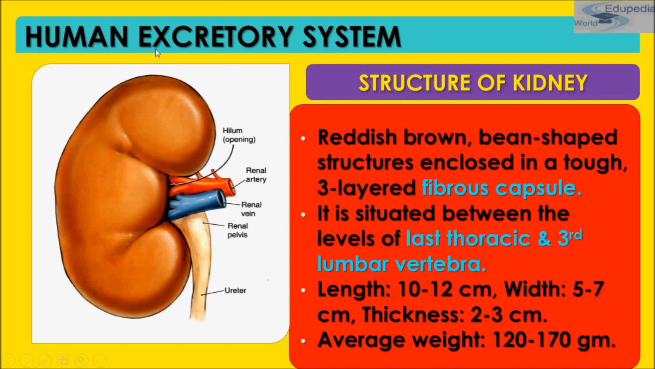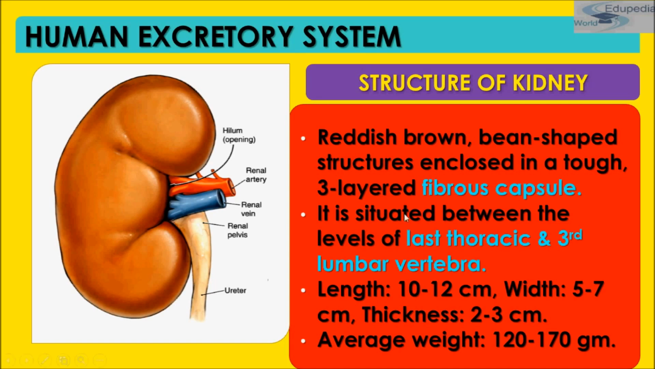The medulla shows about 8 to 15 conical projections, which we call renal pyramids, and we also call them renal columns of Bertini. The kidney shows more than 1 million microscopic convoluted tubules, which we call nephrons. The nephron is the structural and basic unit of the kidney. Nephron is also known as uriniferous tubule. They are surrounded by a dense network of capillaries.